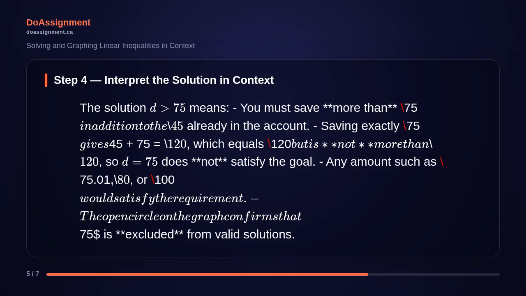Let's interpret the answer in real-world terms. Saving more than $75 added to the 45 already saved will push the total above $120. If you save exactly $75, the total is exactly $120, which does not meet the more than $120 requirement. So 75 is excluded, shown by the open circle on the graph. Any amount strictly greater than $75 satisfies the goal.